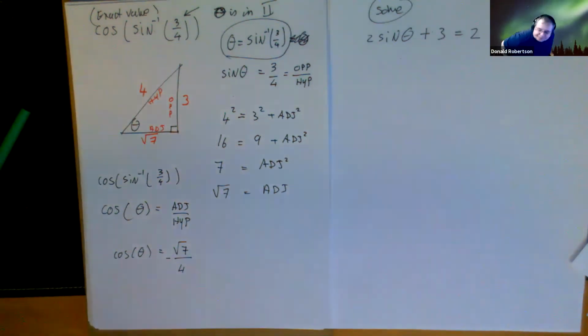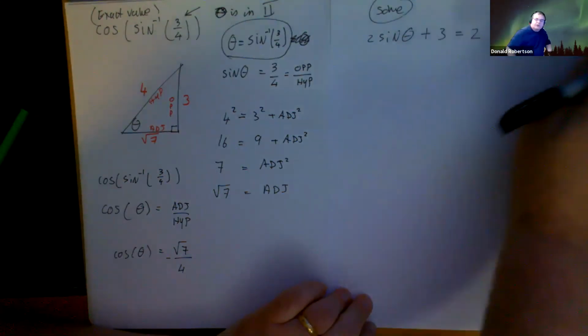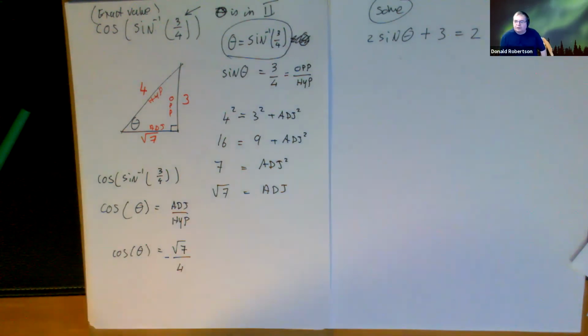Okay. Now, there is no restrictions on this question. So in other words, you're going to have to do all the answers. You know how they do that? It's full of 2 pi k's and stuff, remember?